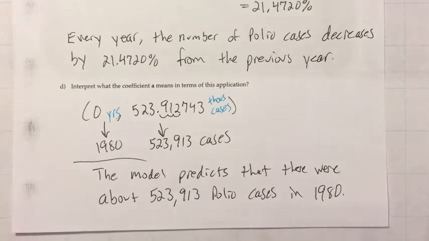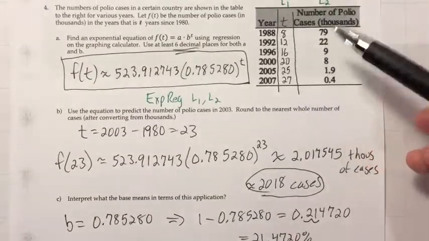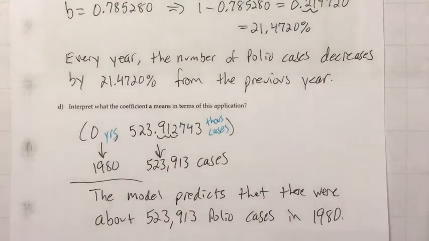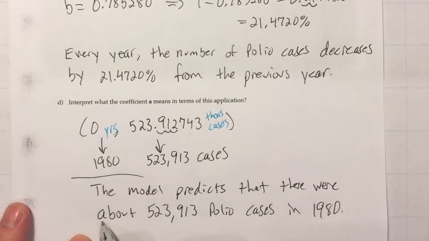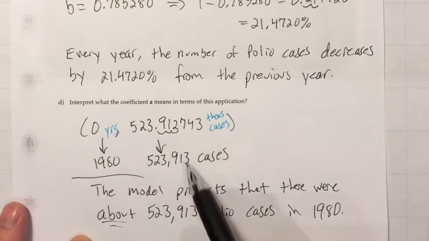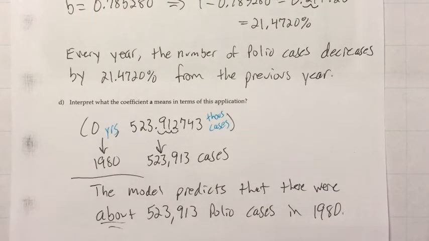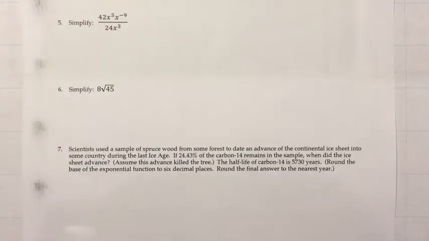We always have to worry about model breakdown, that when we go outside of the range the years were given, things won't be exactly perfect. So I'm not making a factual statement here like in 1980 there were this many cases. I'm saying what the model predicts it would have been. And I say the word about because I know models don't give perfect predictions. Plus I had a little bit of rounding in there as well. All right. Okay, moving on to number 5.